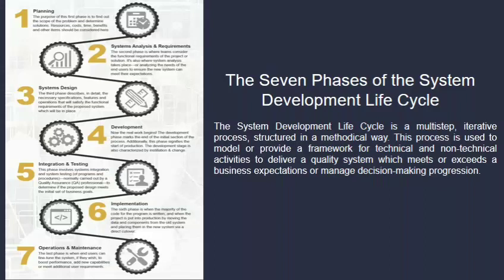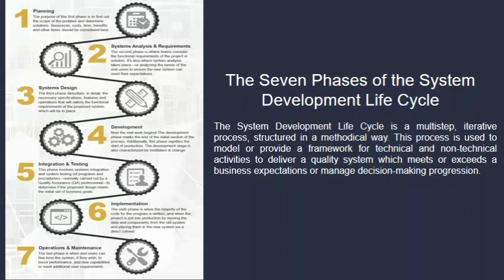Third, system design. The third phase describes in detail the necessary specifications, features, and operations that will satisfy the functional requirements of the proposed system which will be in place. Fourth, development. This phase signifies the start of production. The development stage is also characterized by installation and change.